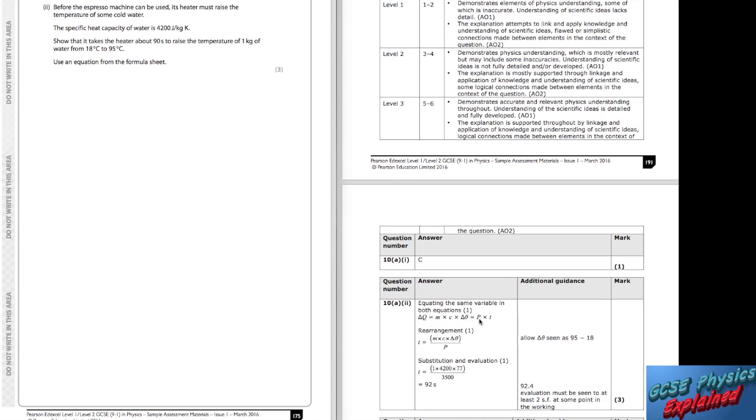Now the energy will also be equal to power times by time. So if we combine this equation with this equation, then we can rearrange that equation in order to get the time. So it's mass times by specific heat capacity times by the temperature change divided by the power. So 1 kilogram of mass multiplied by the specific heat capacity multiplied by the temperature change. We've gone from 18 up to 95, so that's 77. Now this is saying in kelvins, but remember 1 degree C increase is the same as 1 Kelvin increase. So an increase in 77 degrees C will also be an increase of 77 kelvins. Divide that by the power, which was 3.5 kilowatts, which is 3,500 watts, and that comes out as 92.4.